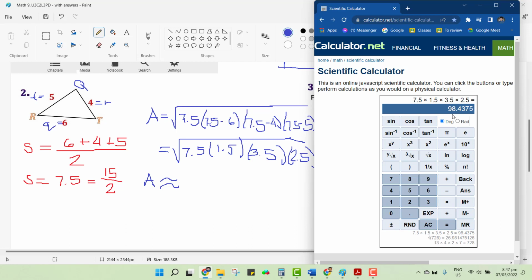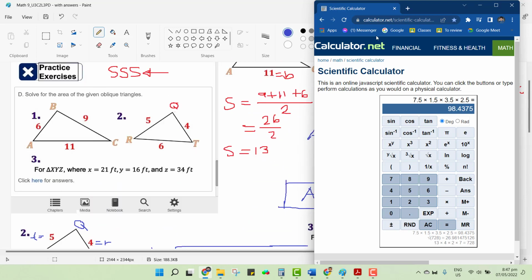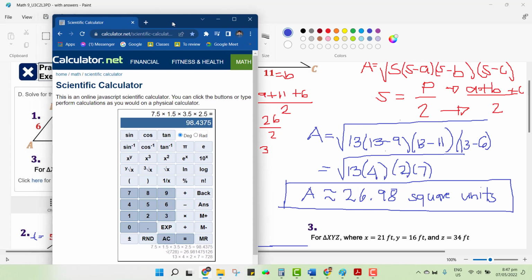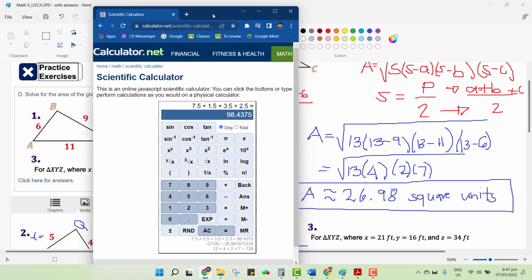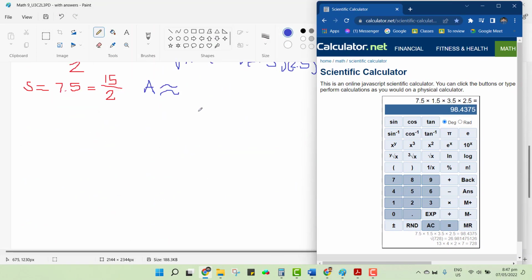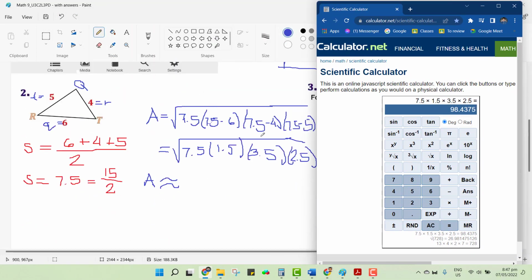Again, 98.4375. Earlier, the product of this is actually a whole number, so it's easier for us to just use mental math. But since we have this, of course, the calculator could always help us process our operation. And then take the root of it.